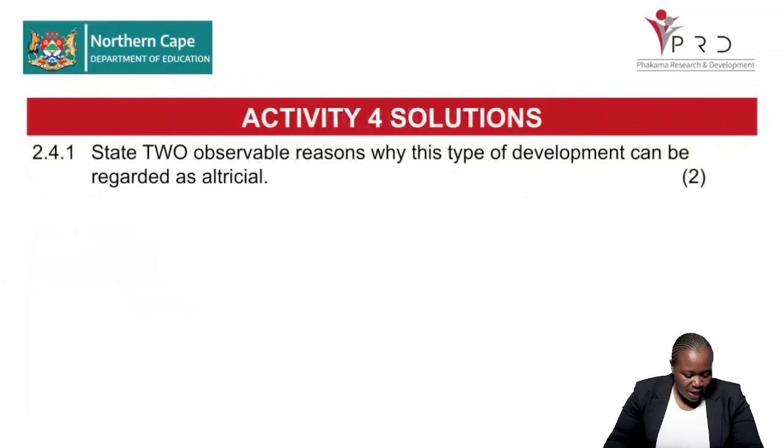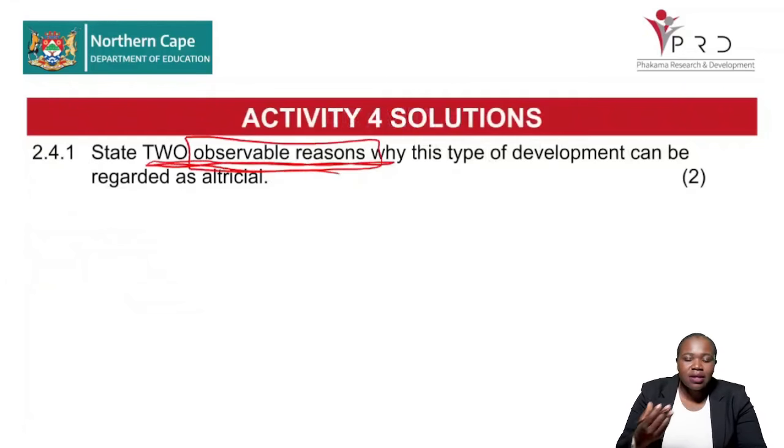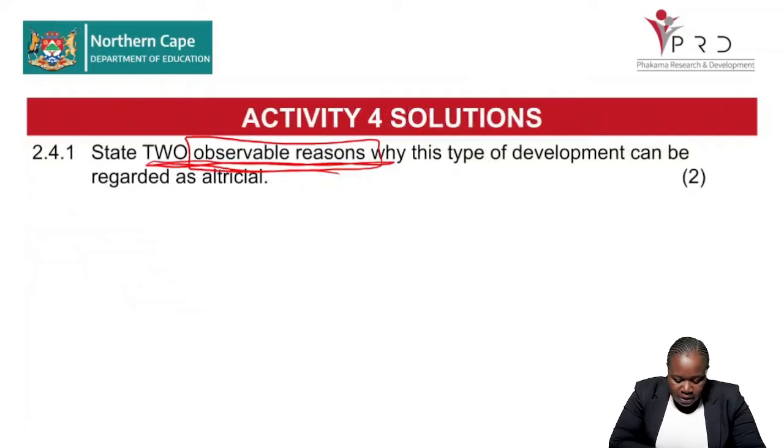Let's have a look at 2.4.1. It says state 2 observable reasons. I'm always going to stress this part. Observable reasons, these are reasons that you can see, meaning that you cannot mention anything that is not in the diagram provided. 2 observable reasons why this type of development can be regarded as altricial.